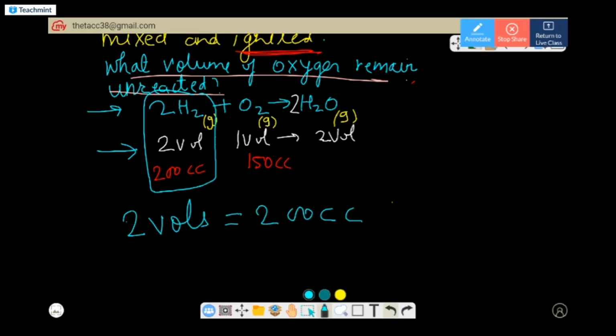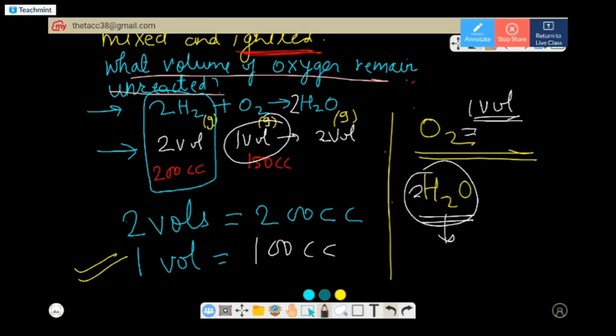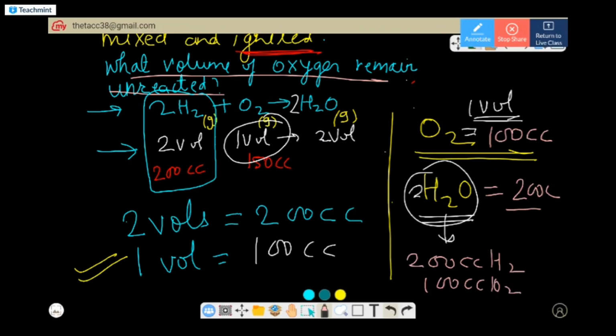So tell me, 1 volume is how much? 1 volume is 100 cc. Correct. So oxygen will be 100 cc. And how much water is formed? Water will be 200 cc. Now you can clearly see for this reaction to happen, you have 200 cc of hydrogen. For that, only 100 cc of oxygen is sufficient for total combustion and it will form 200 cc of water.